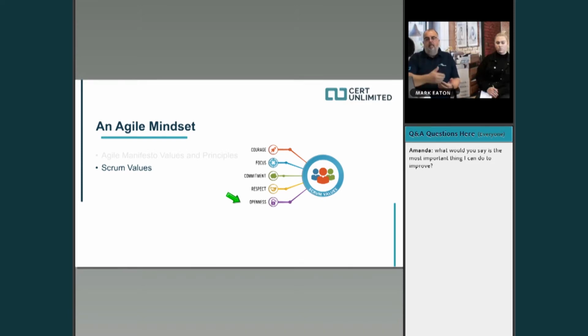We need to be open in the way that we're working. We need to be open in the way that we communicate. We need to be open with our colleagues. So that's the first thing. The second one is courage. The Scrum framework is designed for complex product development in a complex environment. So you're going to have to be courageous.